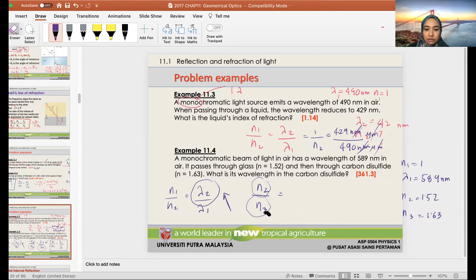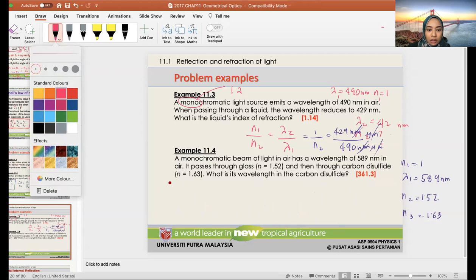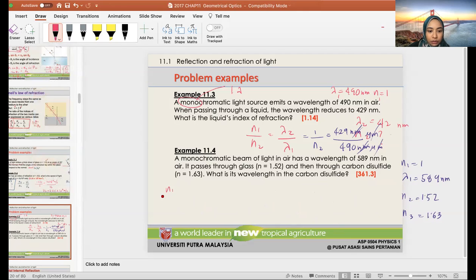But you can, because it's a ratio. In math, it doesn't matter. The answer will be the same. So let's do this. N1 over N2 equals lambda 2 over lambda 1. N1 is 1, N2 is 1.52, lambda 2 is unknown, lambda 1 is 589 nanometer. Can someone calculate what lambda 2 is for me, please?